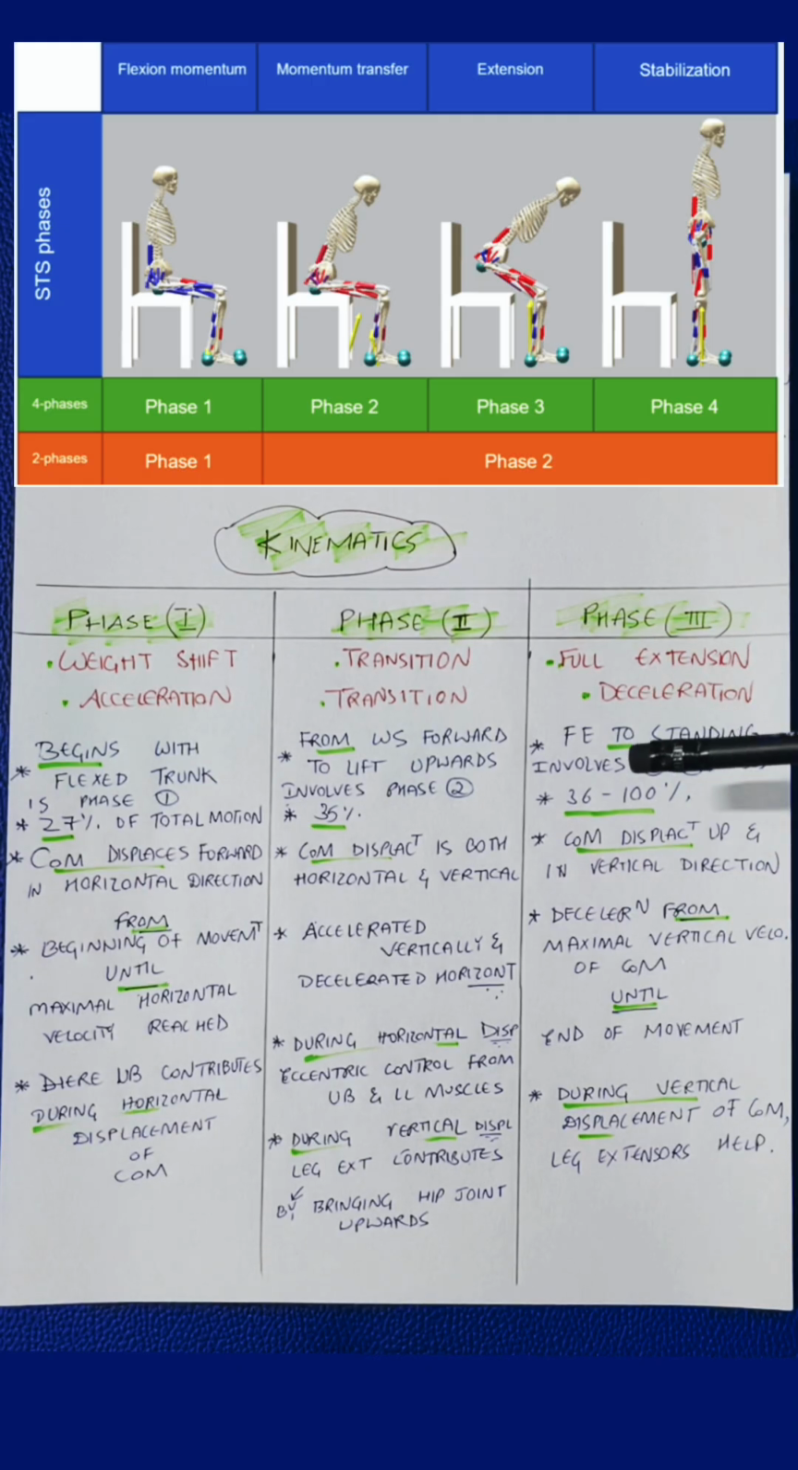Phase 3 starts from full extension to standing. That involves our third and fourth phase. Now 36 to 100% of the movement is acquired by phase 3.